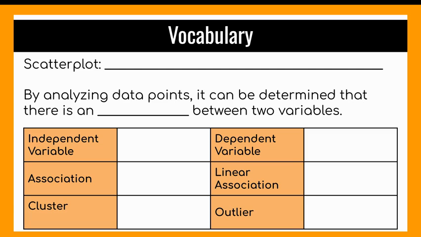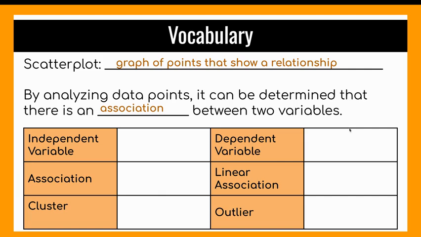All right, so we are now going to talk about scatter plots. So a scatter plot is a graph of points that shows a relationship. By analyzing data points, it can be determined that there is an association between two variables. Okay, so these are all blanks for you. I made them into a table, but you're just filling in the blanks, writing down these definitions.